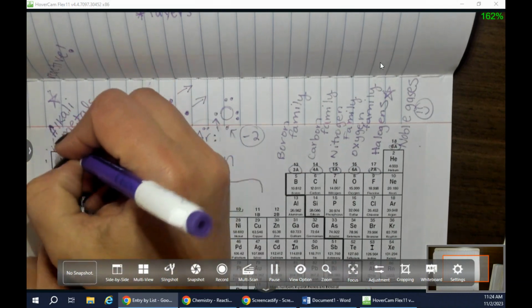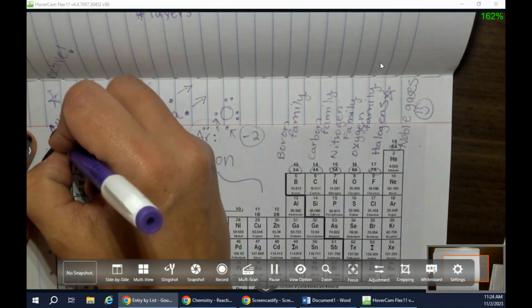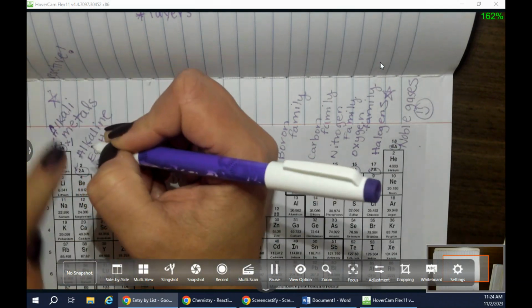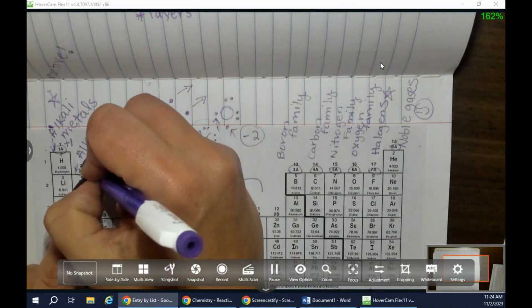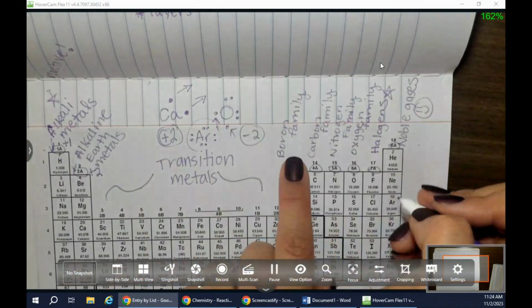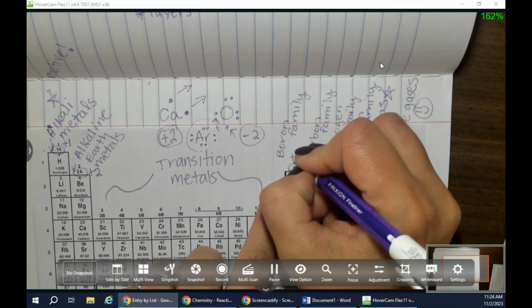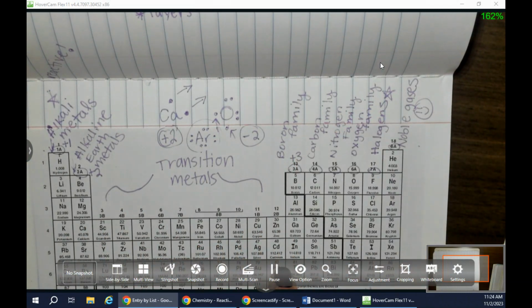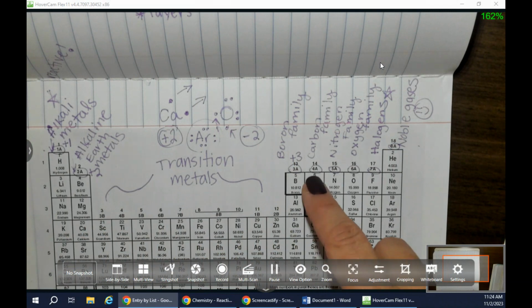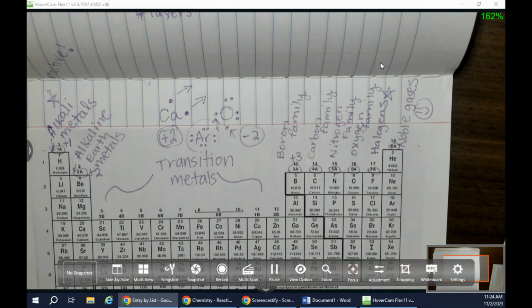So you can go ahead and write above all of these just a couple of those charges in. So we're going to have a +1 for our whole group 1. We're going to have a +2 for all of group 2. We're going to go across the way. We don't even worry about transition metals. They have weird rules. We're going to have a +3 for group 13, right? When we get to 14, we actually have plus or minus 4. I'm not going to write it. I'm just going to save my hand there.